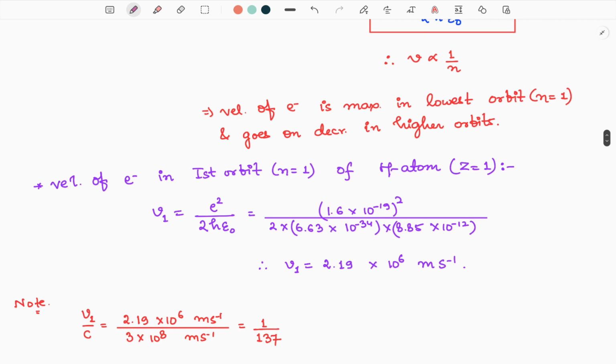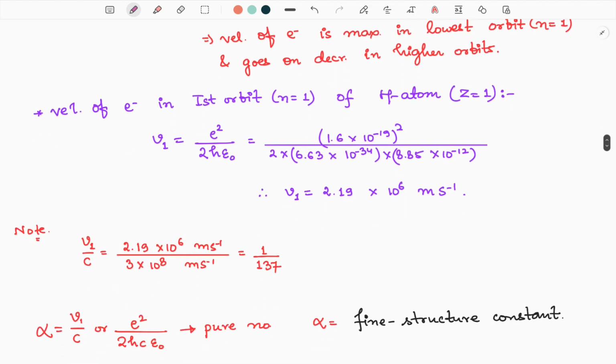Let us calculate the velocity of electron in the first orbit in the case of hydrogen atom. So here n will become 1 and z will also become 1. So keeping all the values, we will get v1 is equal to e square upon 2 h epsilon naught. Put the value of e as 1.6 into 10 to the power minus 19, h is 6.63 into 10 to the power minus 34, epsilon naught as 8.85 into 10 to the power minus 12. We will get v1 is equal to 2.19 into 10 to the power 6 meter per second.